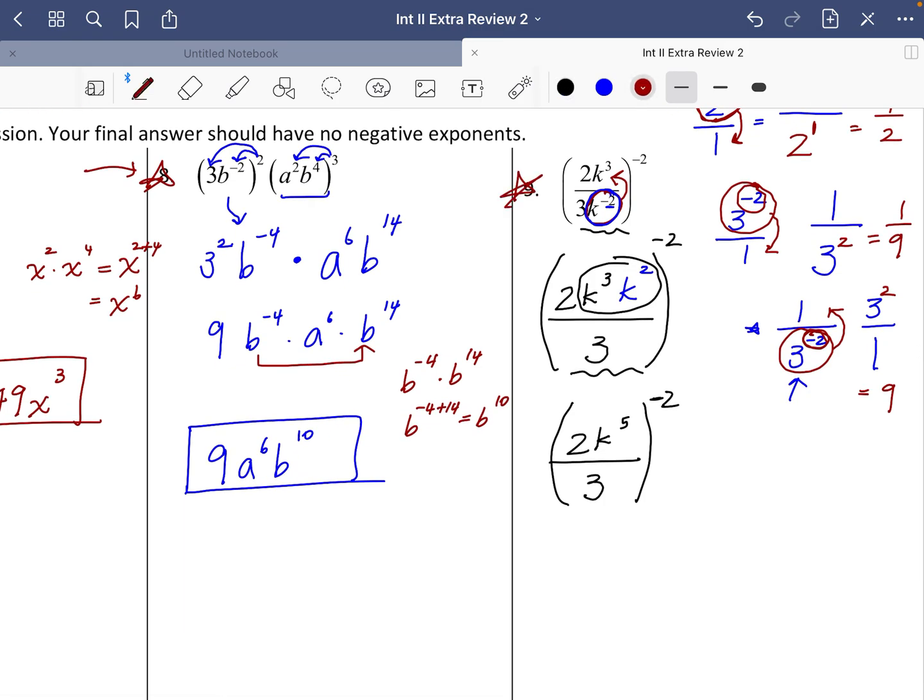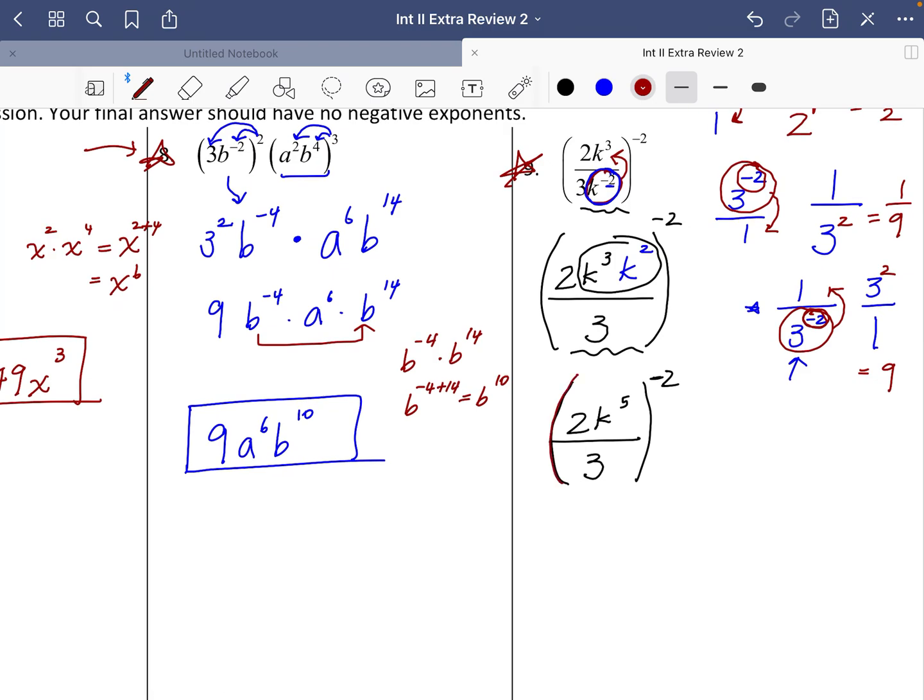And now here's the interesting part. You have parentheses around this entire fraction with the negative exponent. And the rule with a negative exponent is to flip, or move it to the other side. So then this whole thing is going to move. This 3 is going to move to the numerator. You're just going to move everything because the entire fraction is raised to a negative power. So then 3 goes to the top. 2k to the 5th power moves to the bottom. And again, that's because of this negative exponent.